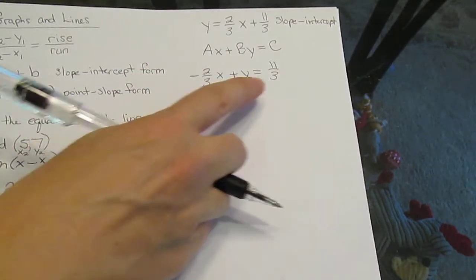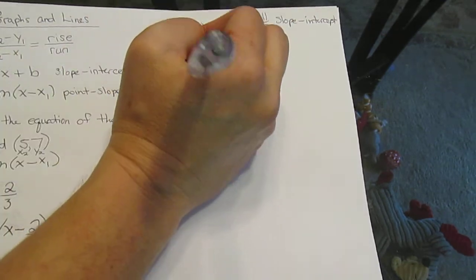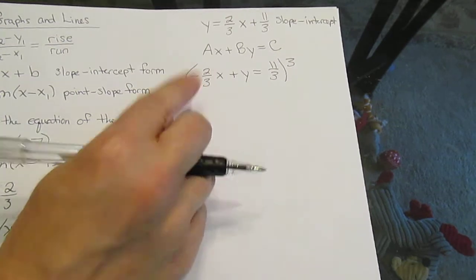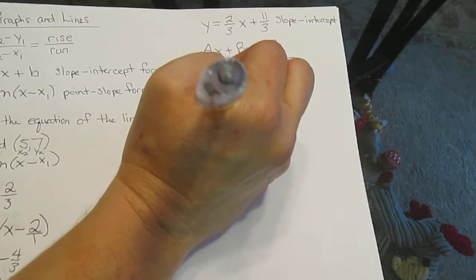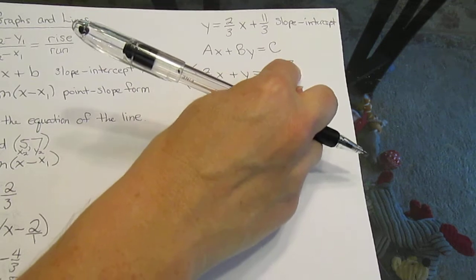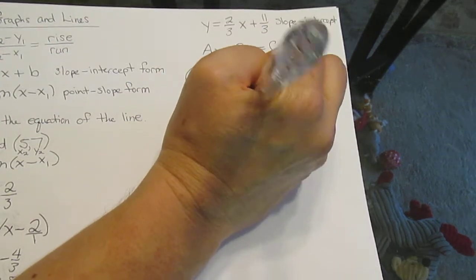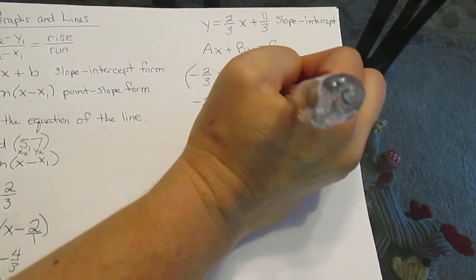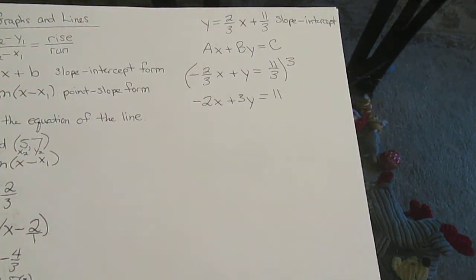And then I'm going to multiply the whole thing by 3 to cancel out the denominators. Okay, so I'll cancel out the denominator. I get negative 2x plus 3 times y, so 3y equals, and the 3's cancel here, so 11. Okay, and that is standard form.